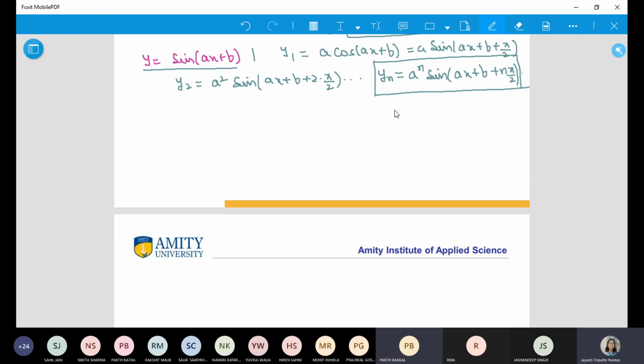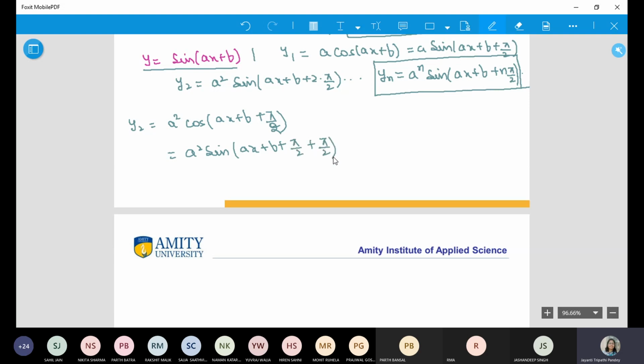Ma'am, I have a doubt here. Why was pi by 2 multiplied by 2, as in the second derivative? It is multiplied because when you differentiate it, cos will come. Let me do it for you. Yes, y2 will be a squared cos ax plus b plus pi by 2. So if I want to change it into sine, I have to add one more pi by 2 to it. So pi by 2 plus pi by 2. That's why it is written as 2 pi by 2.